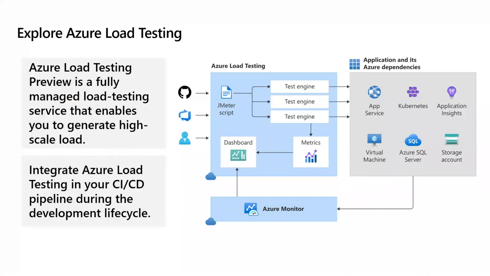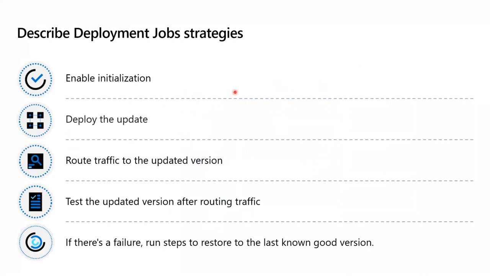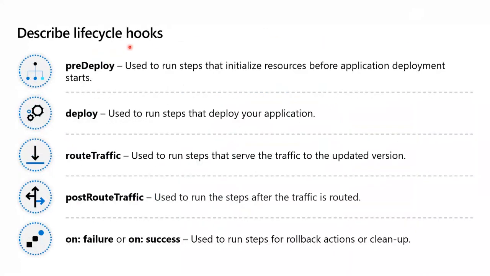So what else? Let's talk about the different job strategies, such as how I'm going to react in the case that a job failed, and how I can deploy the job again. I'm going to have pre-deployment conditions. This is more related to the release jobs. Pre-deployment conditions are used to run steps that initialize resources before application deployment starts. Deploy is used to run steps that deploy your application. Route traffic is used to run steps that serve the traffic to the updated version. Post-route traffic is used to run the steps after the traffic is routed. Or again, different events based on the result.